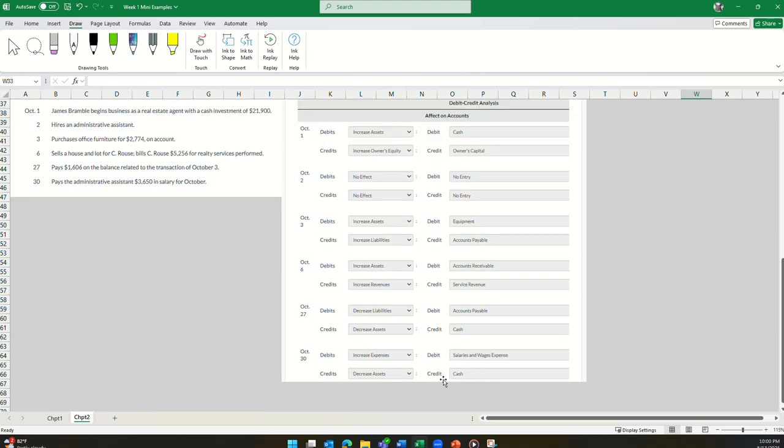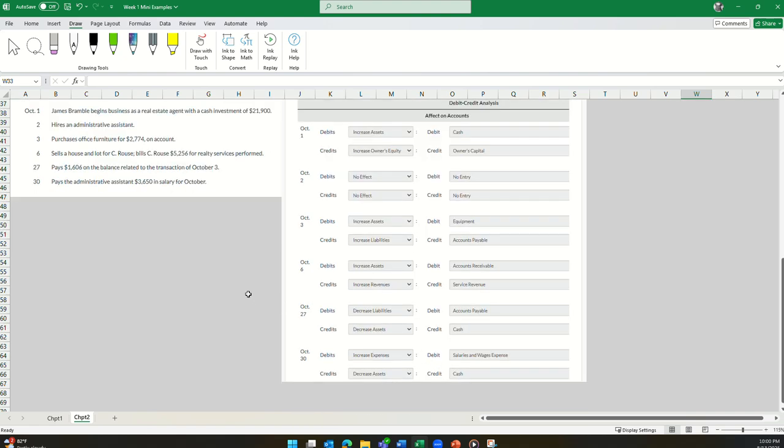And last but not least, on October 30th, the assistant that they hired earlier, they finally decide they're going to pay him 3,600 in salary for that month of October. So cash is going to decrease by a credit. You see cash is decreasing, and you have to recognize an expense of salaries and wages for the admin assistant by debiting the expense in the income statement.